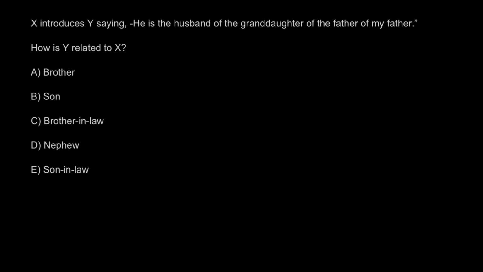So let's start analyzing this problem, and we are also going to build a pedigree, so it's a very good practice problem for building pedigrees. X introduced Y, saying he is a husband. So he is a husband, that means this has to be a male. And in order to be a husband, this male should have a wife, right? So this couple represents wife and husband.